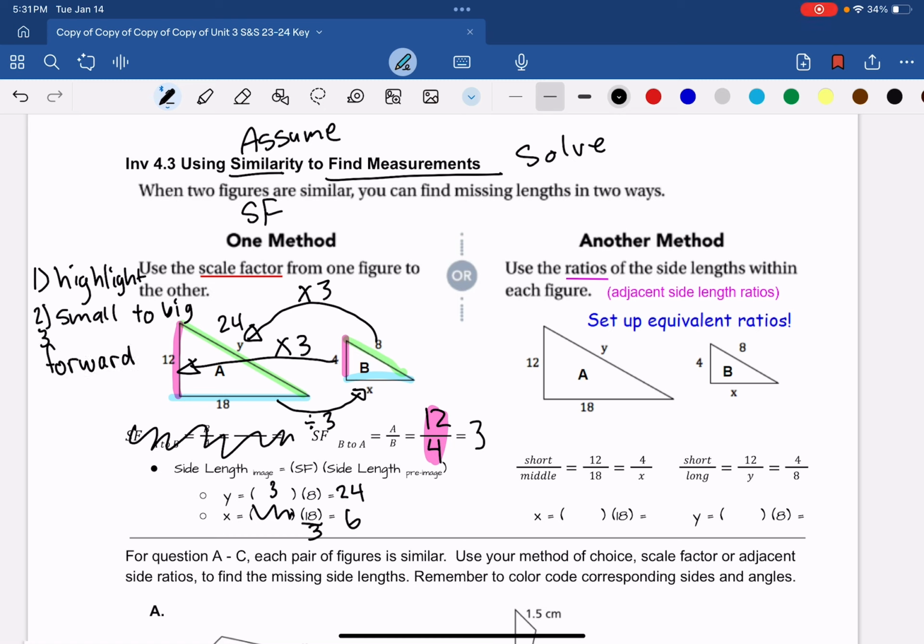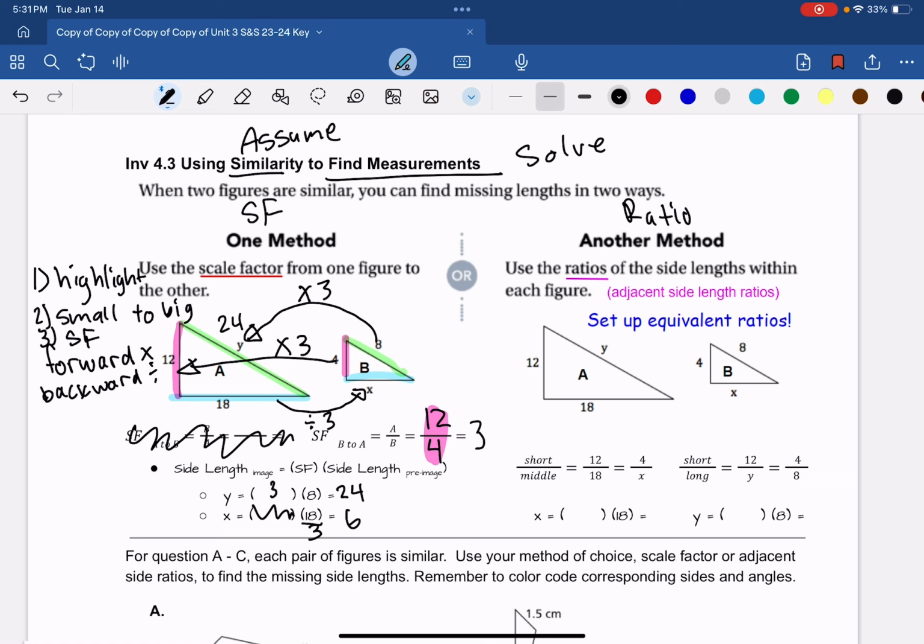So if you want to go forward, so let's say you found the scale factor. And if you want to go forward, you multiply. If you would like to go backwards, you divide. So you really need to put those arrows there because you will lose track of your work. Awesome. So the next one, ratio.